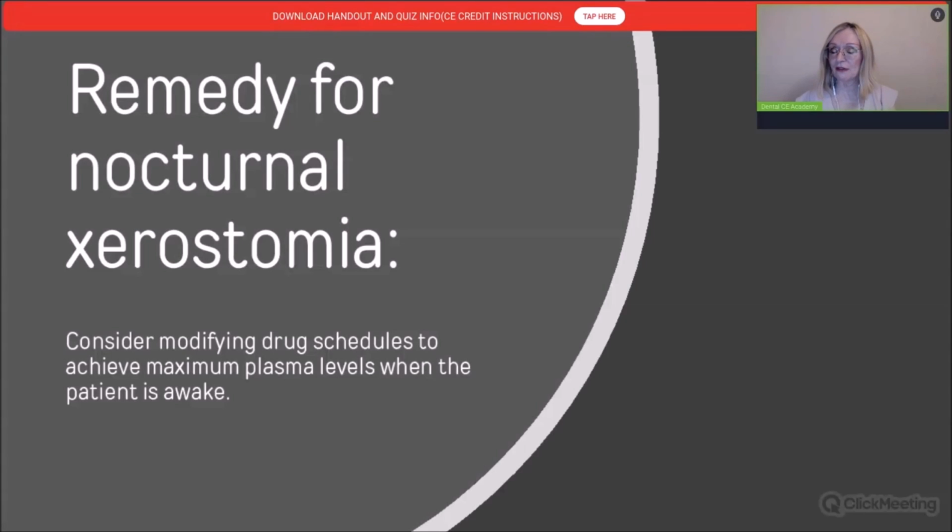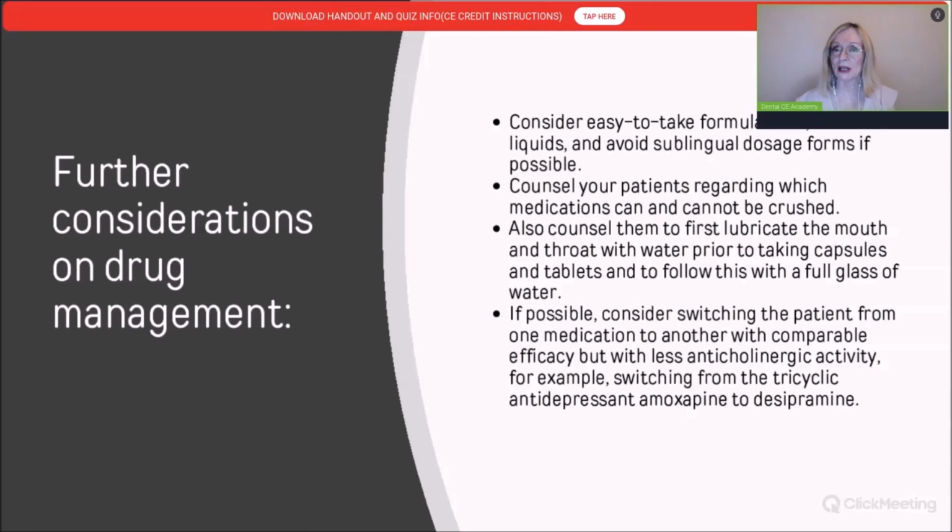If the patient's being affected by this, both mentally and physically, it's a good idea for all of their providers to get together and come up with a treatment plan, right? Further considerations on drug management: certainly easy to take formulations. Many of these patients have a hard time swallowing capsules or pills. They may need a sublingual dosage if it's available. The pharmacist can counsel your patient on what medications may or may not be crushed.